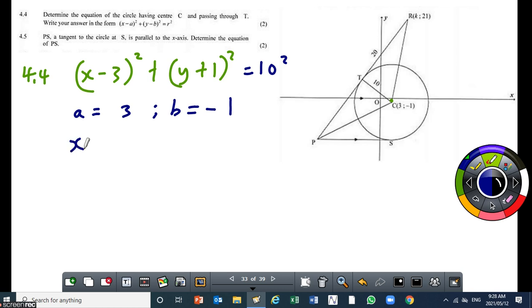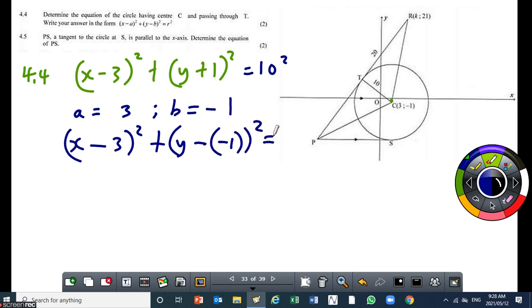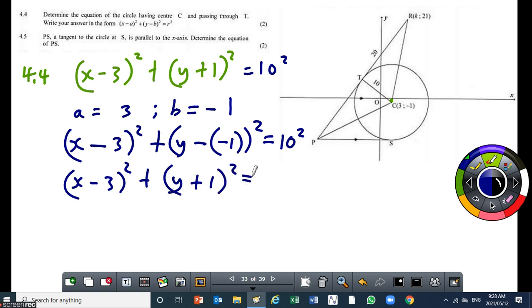So I'll say x minus a, which is 3, squared, plus y. There's a minus here, so I put the negative 1, then you square. That's equal to 10 squared. So this will give you (x minus 3) squared plus (y plus 1) squared, because minus and minus gives us a plus.